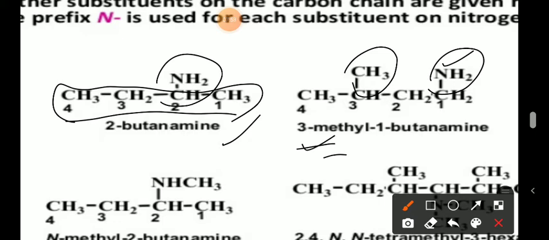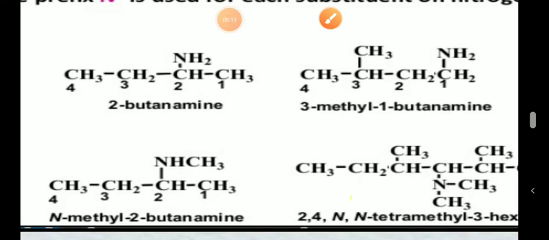So we are going to name that 3-methyl 1-butane amine. And why are we saying 3-methyl? Because at the third carbon we have a methyl radical, and at the first carbon we have an amine. So we just count the number of carbons, and we have 4 carbons, so that's why we say 3-methyl 1-butane amine.